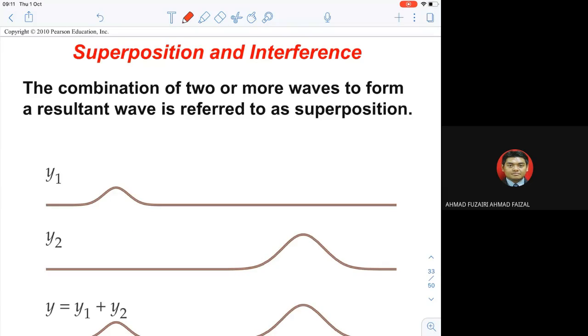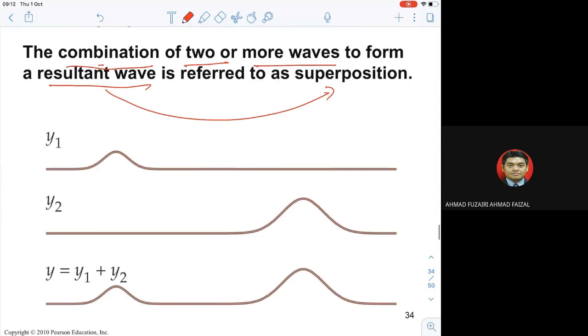Okay, so let's continue on superposition and interference. The concepts of superposition and interference relate to waves. Right now we are studying waves. The combination of two or more waves to form a resultant wave is called superposition. We will see how waves combine. So that is what we call superposition.